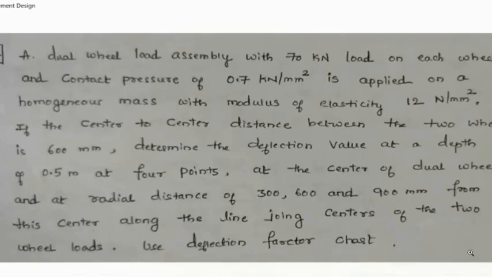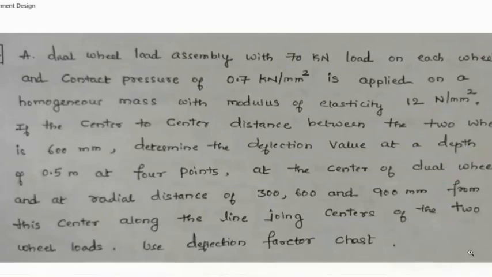Next, he has given the modulus of elasticity, that is capital E. Then what else has he given? That is the center to center distance between the two wheels, that is the distance between the inner wheels, he has given 600 mm. Then determine the deflection factor value at a depth of 0.5 meter.